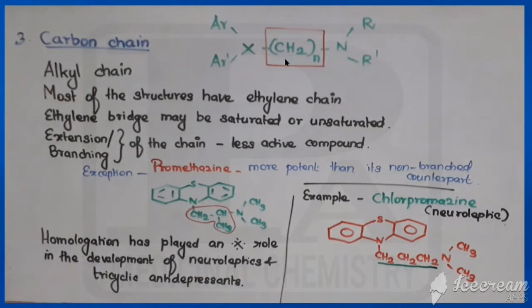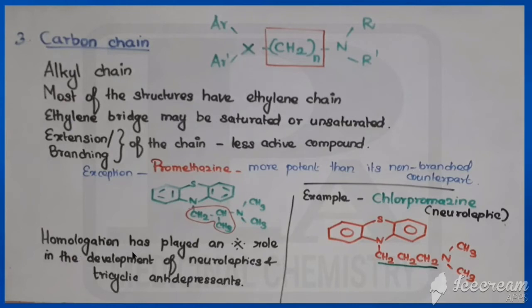Next is the carbon chain. Here that can be called the alkyl chain. Most of the structures have an ethylene chain, and this ethylene may be saturated or unsaturated. If you extend the chain or if any branching is there, we get a less active compound. But there is one exception, that is promethazine. Look at the structure of promethazine. It has a branching. Even though it has a branching, it is more potent than its non-branched counterpart.